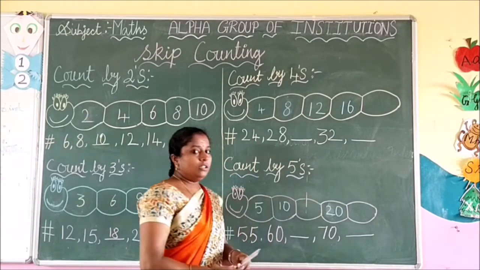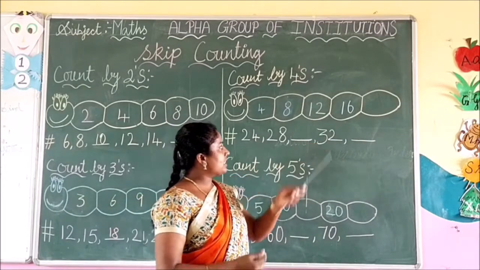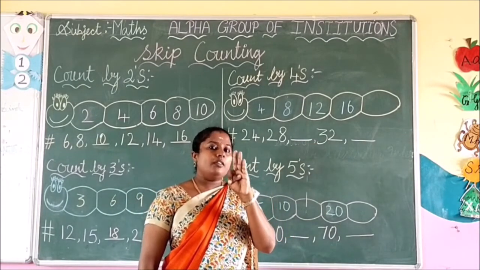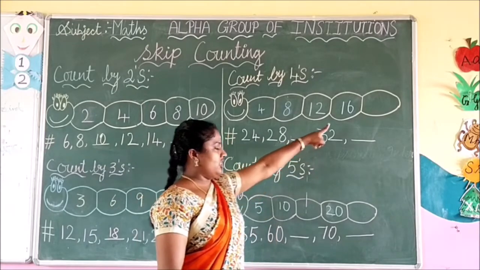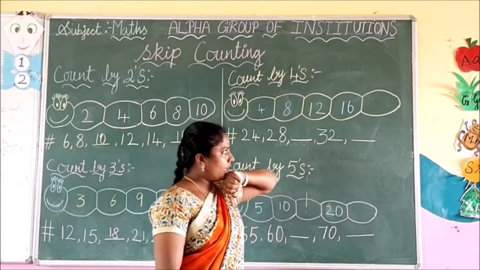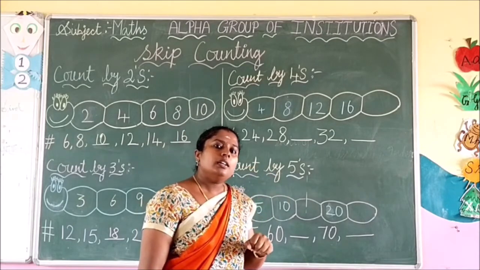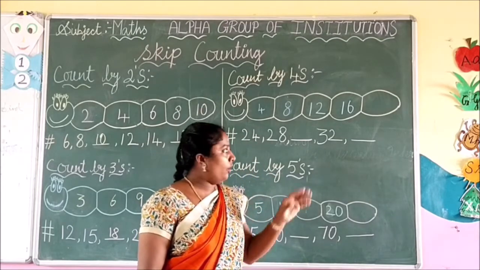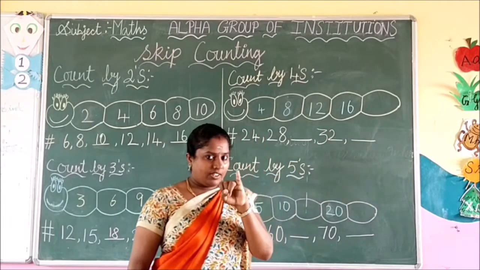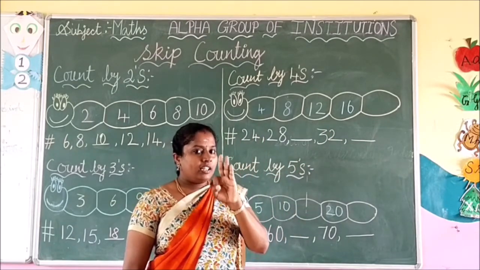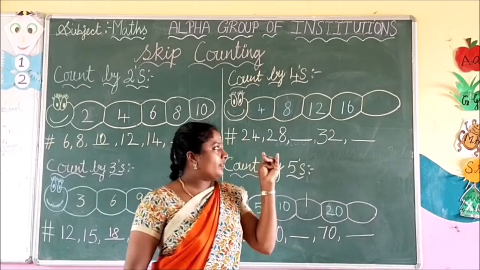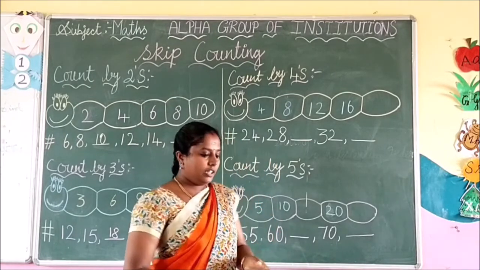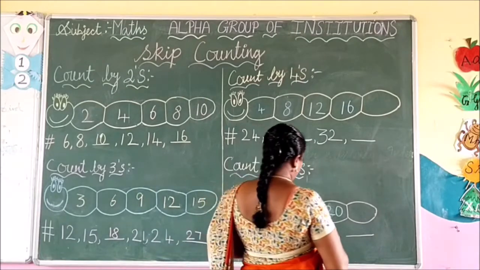After 12, what have they given? 16. Shall we count by 4? After 12: 13, 14, 15, 16. Yes, 16. That's correct. So after 16, what has to come? You have to skip by 4. After 16: 17, 18, 19, 20. So it's 20.